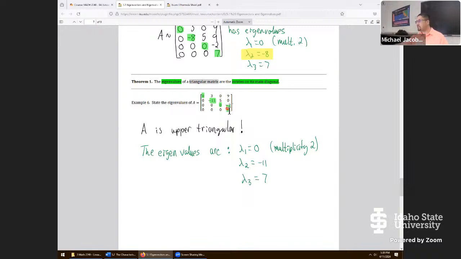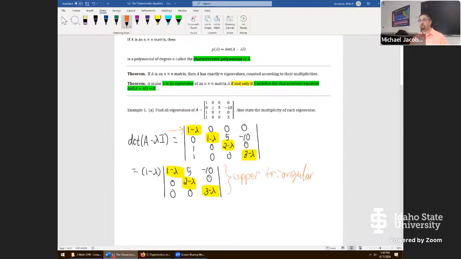That's interesting because the determinant is the product of these entries. So it sounds like your determinant could be your product of eigenvalues. That's a really interesting concept, and it turns out to be true. We'll have a theorem supporting it.